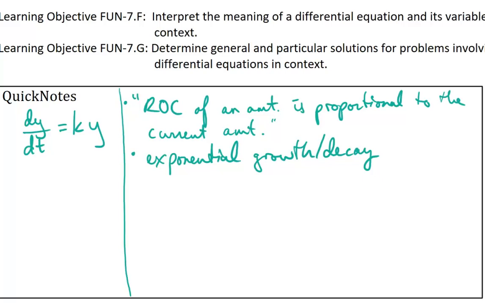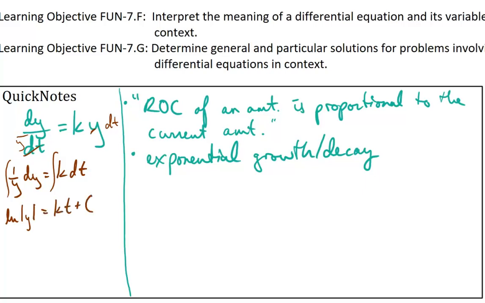So if I am solving this differential equation, I'm going to multiply by dt and divide by y to get rid of that and that. So I have 1 over y dy equals k times dt. And then I can integrate both sides. So I have natural log absolute value of y equals kt plus c.